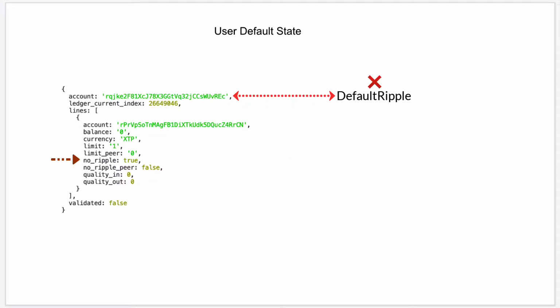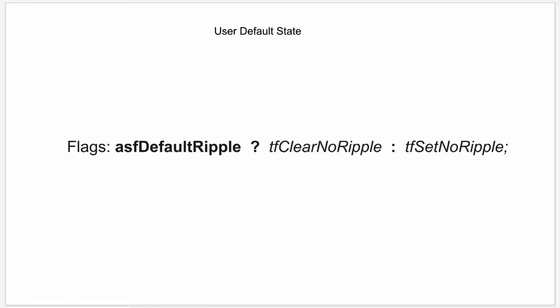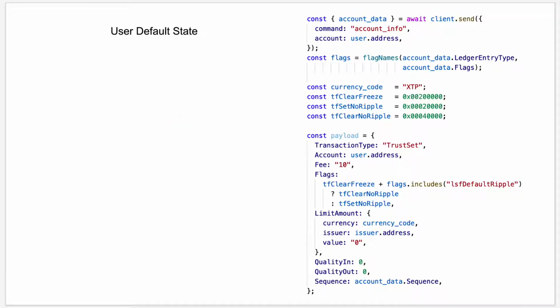If default ripple is not enabled on this account, then rippling should be disabled on this TrustLine too. That is, no ripple should be true. That would be its default state, and we can calculate it using this. That is, if default ripple is enabled on the account, then just clear no ripple if it's set. If default ripple is not even enabled on the account, then just set no ripple, which disables rippling on that account. So you can write a simple program to set user side to its default.